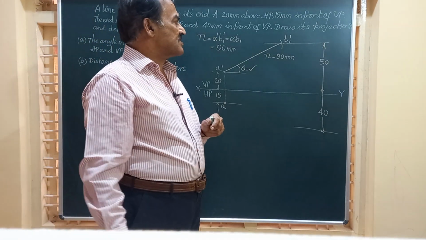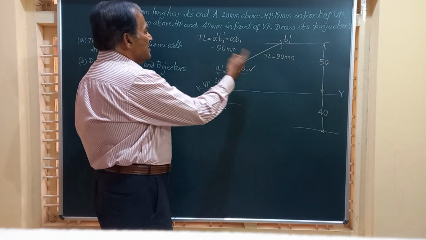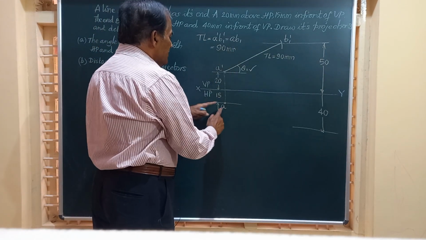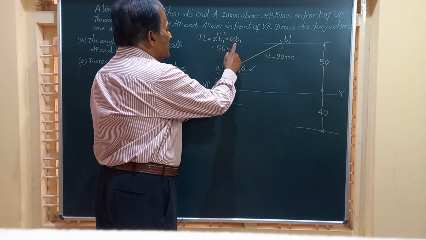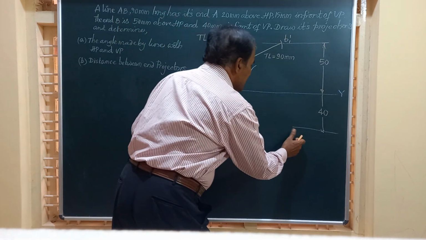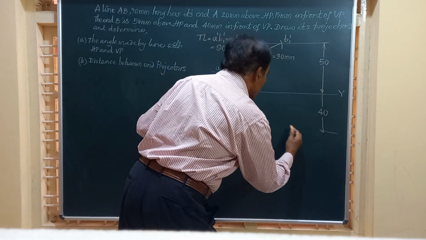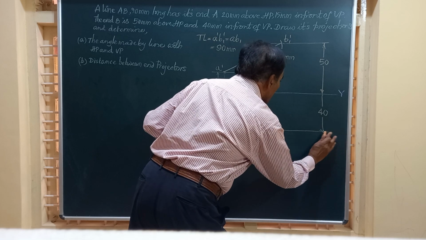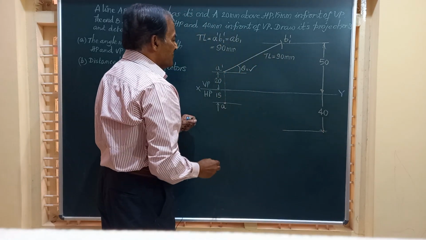Friends, true length remains the same. On the same line, you have got the point A. You can obtain B1, the end of the line B, on the locus of this. So how to obtain that, friend?